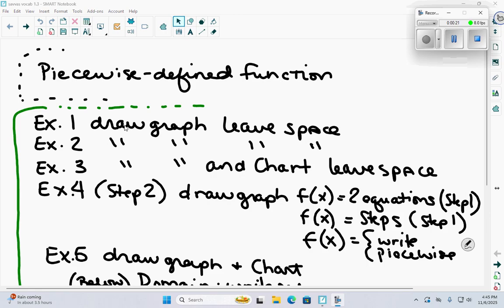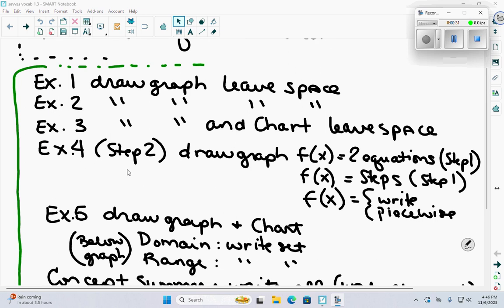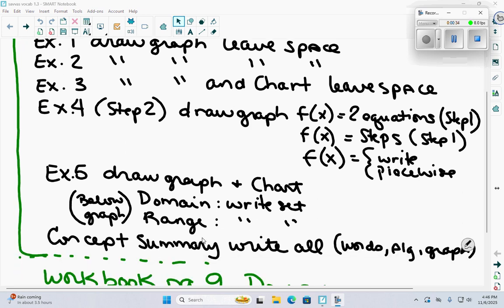And then you were supposed to draw an example of each of these graphs, leaving space up to the side. So what I'm writing on the board today on these notes, you'll be able to write off to the side. Okay, so make sure you got all of those done, and then the concept summary at the end that gives you an example of the words, the actual algebra, and what the graph looks like.